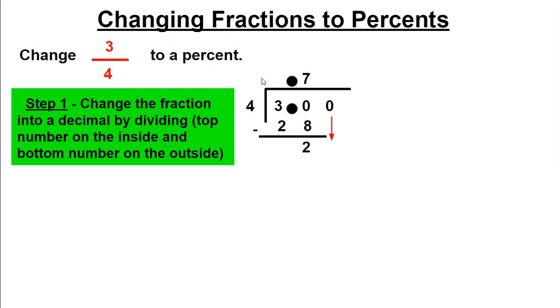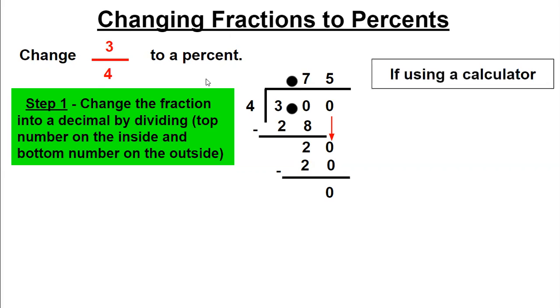Why did I add a 0? Because I don't have a 0 remainder yet, and I don't have anything that repeats, so I have to keep going. So I'm going to bring the 0 down, and now I'm going to divide 4 into 20. 4 goes into 20 5 times. I put it over the 0. 4 times 5 is 20. 20 minus 20 is 0. So now I'm done. I have a 0 remainder. So I changed 3/4 to a decimal so far. 0.75. And now I know how to change a decimal to a percent.